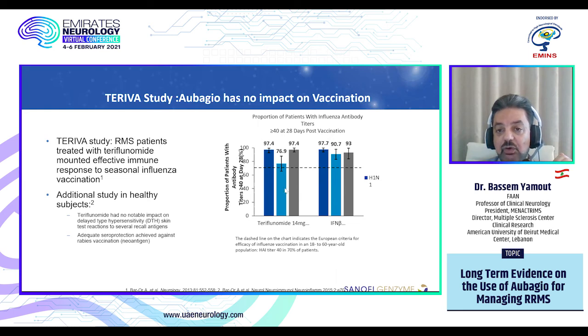And these are number of patients that were vaccinated on teriflunomide for different type of flu vaccines. And we can see that just like the interferon, patient on Aubagio reached the 70% mark for all types of vaccine. So again, vaccination is going to be effective against viruses with Aubagio, just like with interferons. And there is no need to stop the medication or withhold it once the vaccine is being taken.